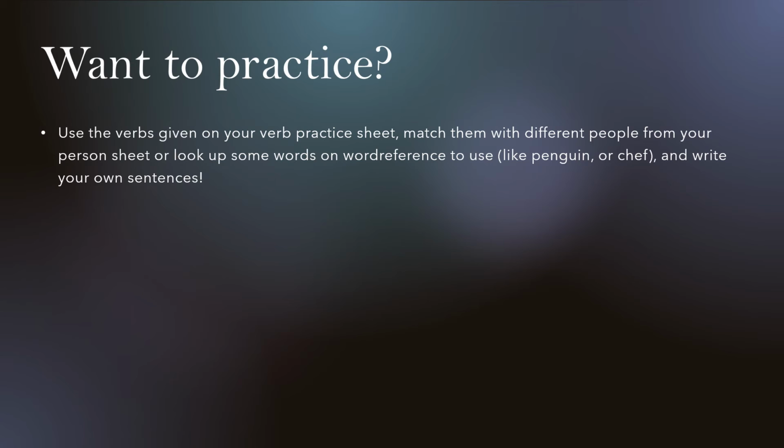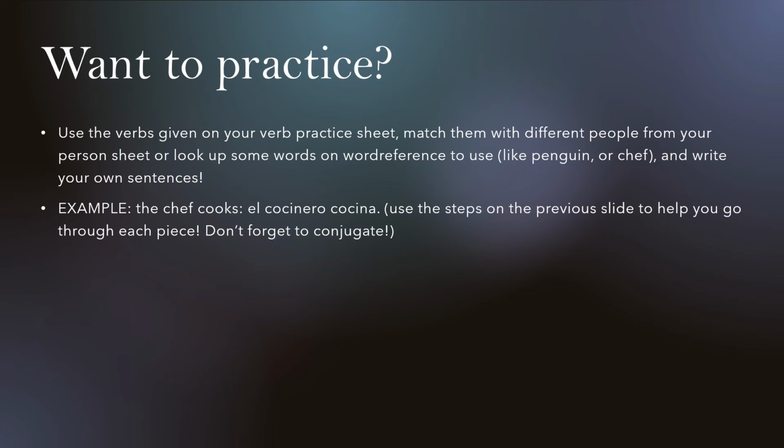But you can look up totally different things. For example, penguin or chef, and then write your own sentences. Like I just said, make a story, make a fun story about a penguin chef who cooks in the kitchen. All right. So for my example, I have the chef cooks. I want to say the chef cooks. So I had to look up chef and I had to look up cook, right? Because those aren't on my verb practice sheet, but I still could look them up. I went to Word Reference. I looked up those two things. And when I looked up cook, at the top, it probably gave me a noun. There's a whole thing about Word Reference.